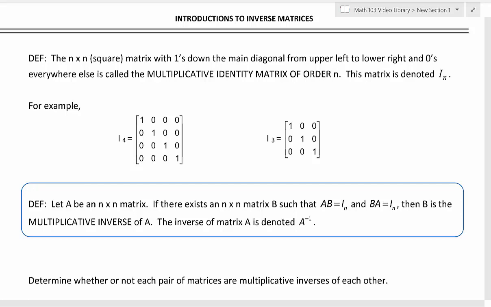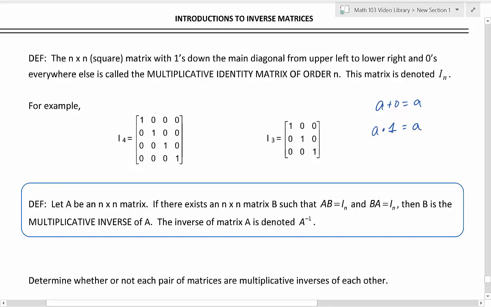Now, we've talked about the identity before when talking about real numbers. We have the additive identity and the multiplicative identity. Identity simply means that it leaves things unchanged. So our additive identity is 0 because if you add 0 to anything, you just get that thing. And our multiplicative identity for real numbers is 1 because if you multiply something by 1, you get that thing.